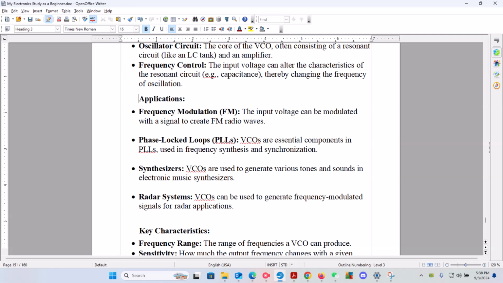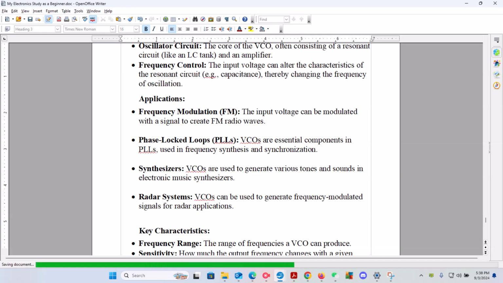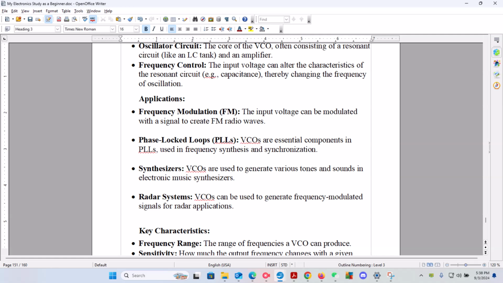In terms of applications, we have 4 main ones. First one, as we talked about, is the frequency modulation, that is FM. That's the input voltage that can be modulated with a signal to create FM radio waves. Remember, secondarily, there's something called phase lock loops, or PLLs. VCOs are essential components in PLLs used in frequency synthesis and synchronization.